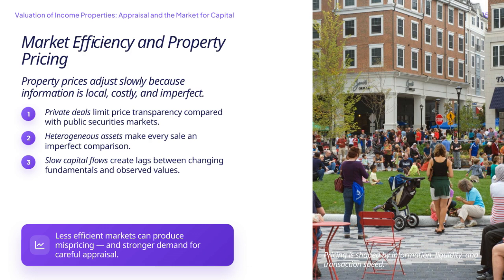Additionally, capital doesn't flow as swiftly in real estate markets, so there's typically a delay between changes in market fundamentals and the prices we actually see. All of these factors lead to less efficient markets where mispricing can occur. This inefficiency increases the need for thorough and careful property appraisals. Ultimately, property pricing is shaped by the quality of information available, market liquidity, and the speed at which transactions can be completed. Understanding these dynamics is crucial when valuing income properties and navigating the market for capital.